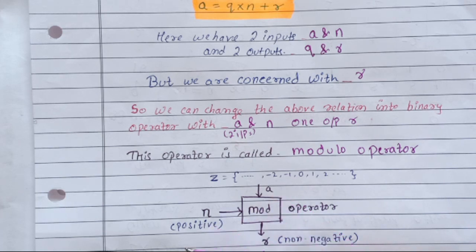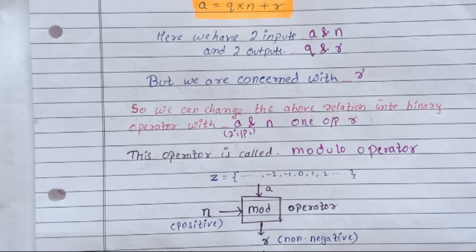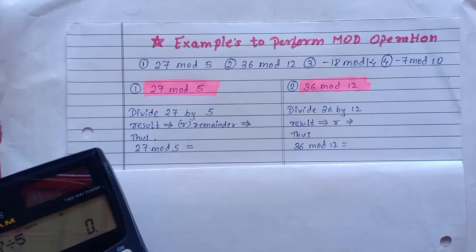N is always a positive number, and A can be any integer from set Z. What is set Z? In set Z there are all integers with positive and negative signs. A can be any integer from the set Z, and after performing the mod operation we get R, which is non-negative. Why non-negative? Because R is always positive, or it can be 0.